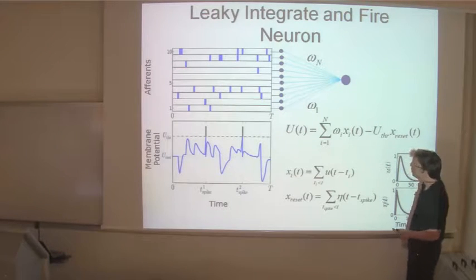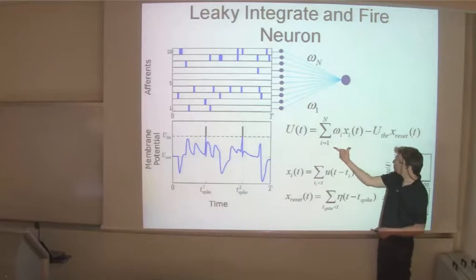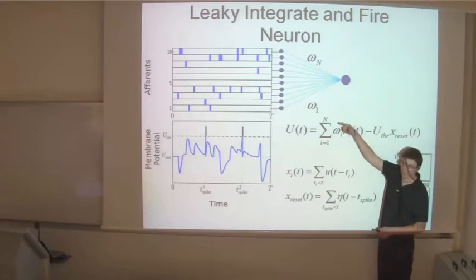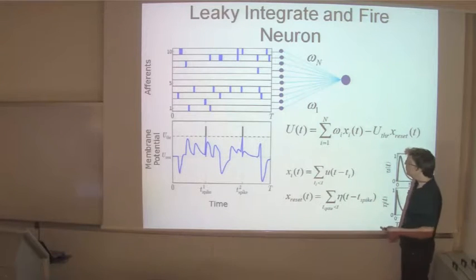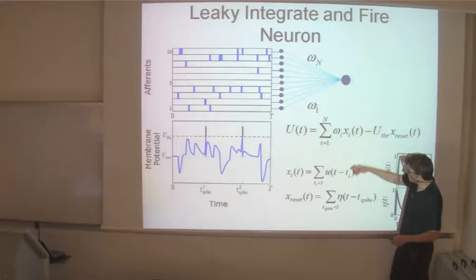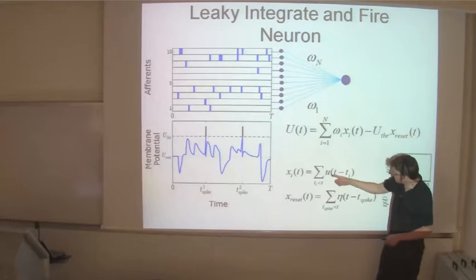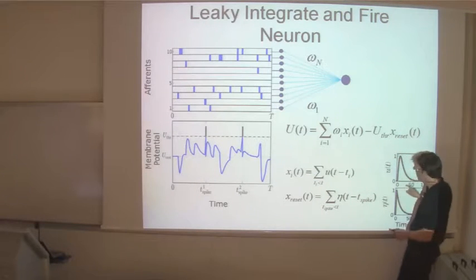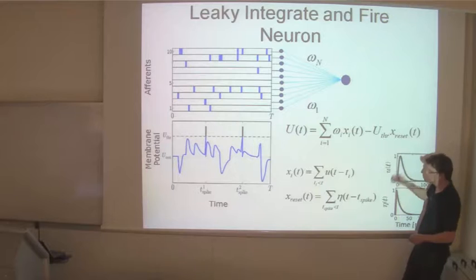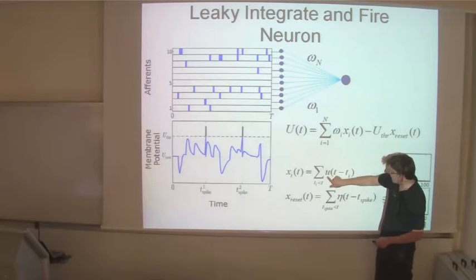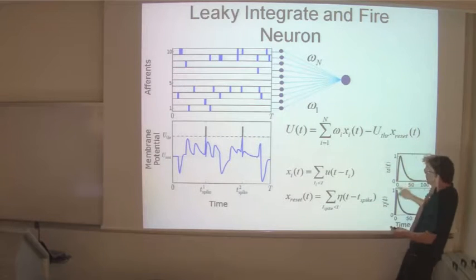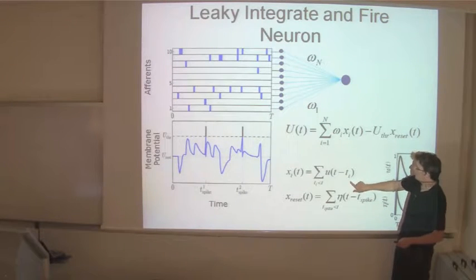What's important to notice is that it has two parts. The one is the subthreshold potential, the contribution from each of the afferents, summed linearly with some weights, omega i. Okay, where x_i of t is just the sum over all these postsynaptic potential kernels. So every time there comes a spike from afferent number i, we add this function at the time where it arrived.